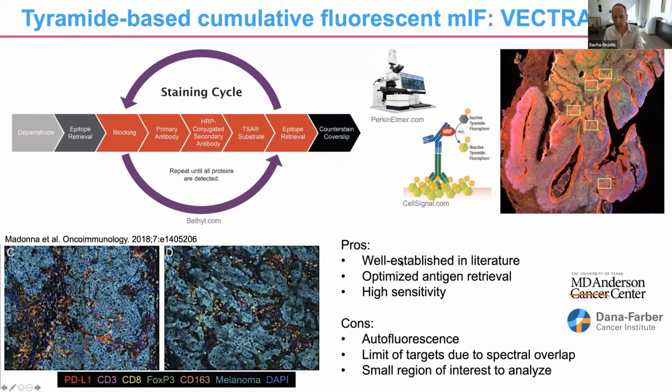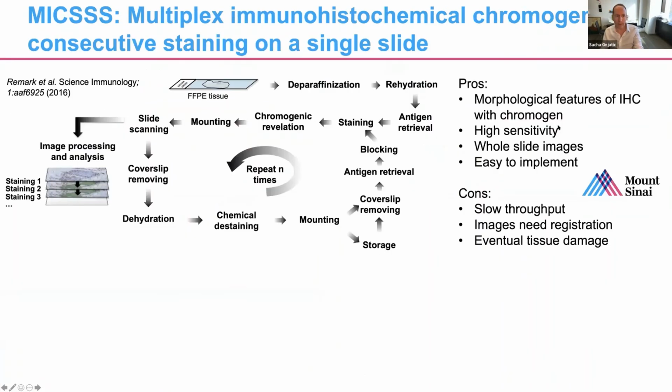So it's a good method because it's been pretty well established in the literature, in particular in the field of immuno-oncology. Many people are using it. It has the advantage of offering the optimized antigen retrieval for each step and has high sensitivity. It has some drawbacks, such as the potential for immunofluorescence and limits of number of targets that can be used at once, because there is this fluorescence spectral overlap that you have to deconvolute as part of the methodology. And so far, it's been mostly consigned to small regions of interest in the analysis because of the computational power it takes to do this type of analysis.